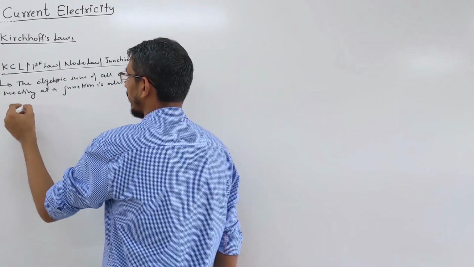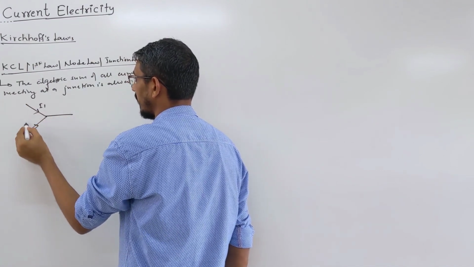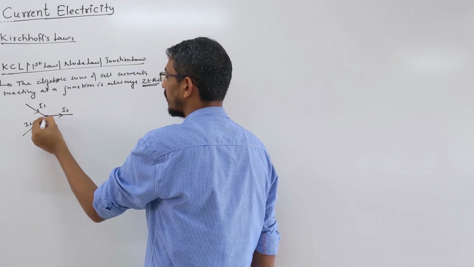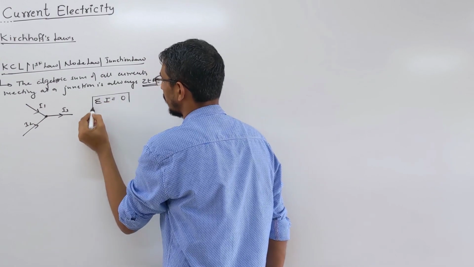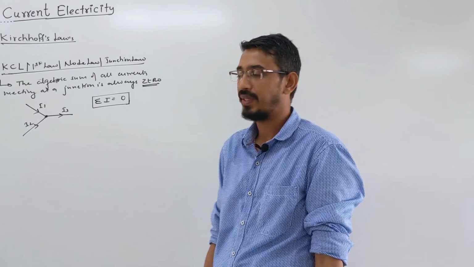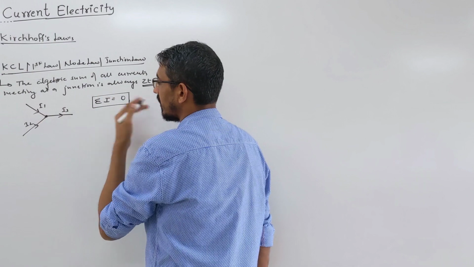Take any junction where some wires are meeting: I1 is coming in, I2 is going, then I3 is going out here, say. For such a junction, the sum of all the currents is always equal to zero. The sum of all the currents meeting at a junction is always zero. You can also say that current coming in is current going out.